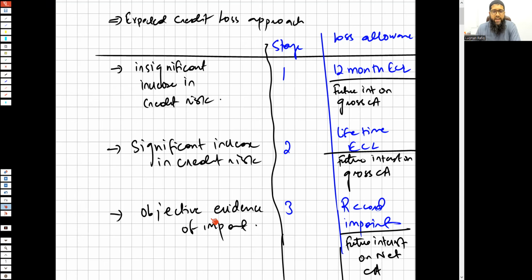What do you mean by objective evidence of impairment? Let me guide you. For example, if there is a default in the payment that has actually taken place, the payment has not been received by you, that means the payment has not taken place on time. So that's an objective evidence of impairment. Under the objective evidence of impairment, we recognize actual impairment loss. And once the impairment loss is recognized, the future interest is established on the basis of the net carrying amount.